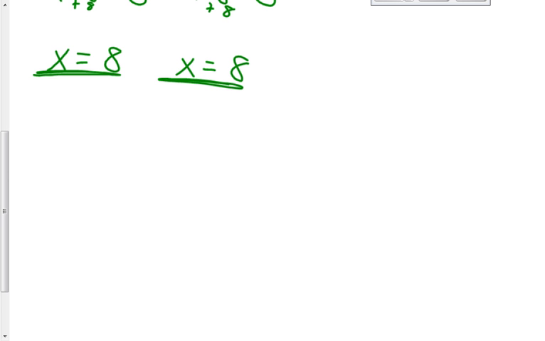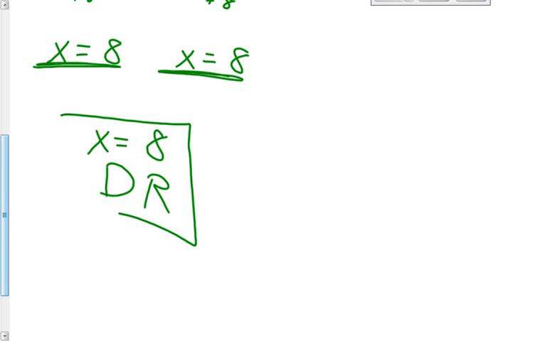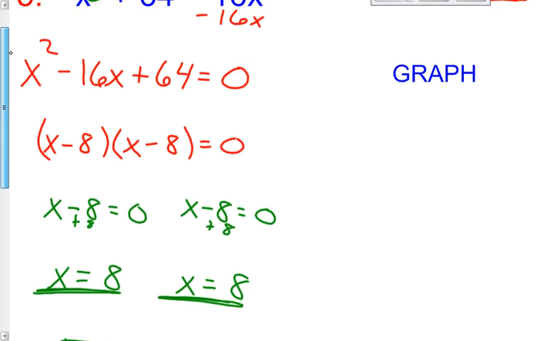This is a very particular case where you have x equals 8 as your answer, and what I want you to put underneath it is dr. dr stands for a double root. So x equals 8 is a double root. And here's what a double root looks like when you put it on your graphing calculator.